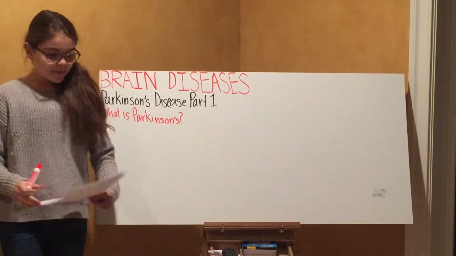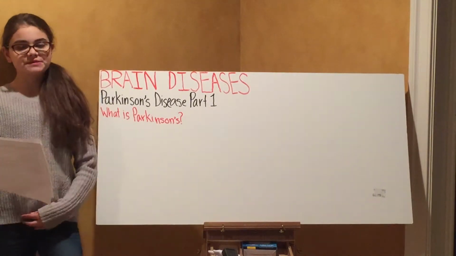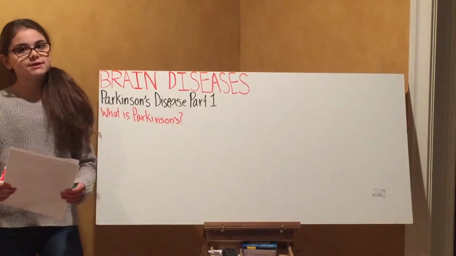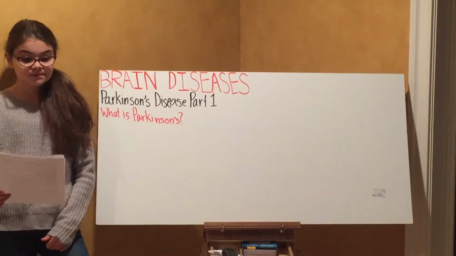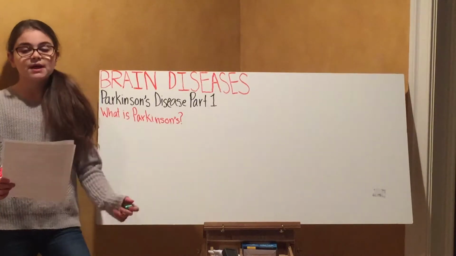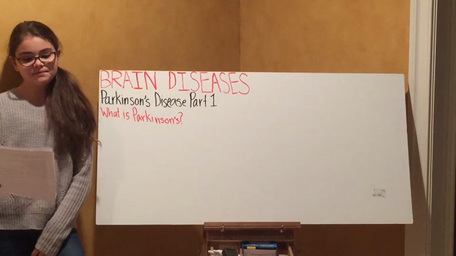Well, Parkinson's disease is a neurodegenerative disease and a disorder of the central nervous system, specifically of the brain and spinal cord. It also falls underneath the category of motor system disorders because it causes many movement problems. Parkinson's disease is sometimes called the shaking palsy and is chronic and progressive. That means that it gets worse over time.